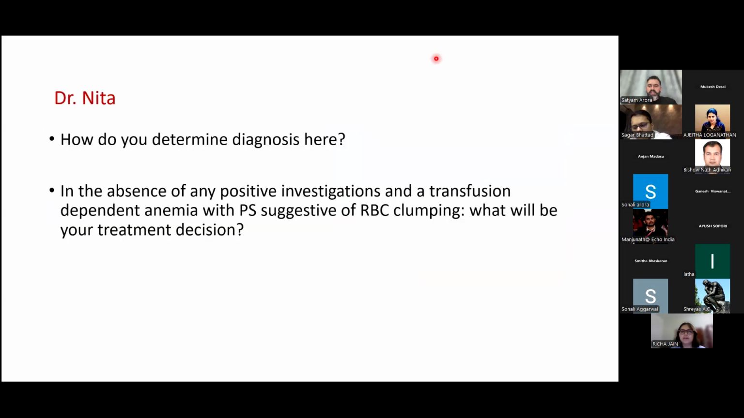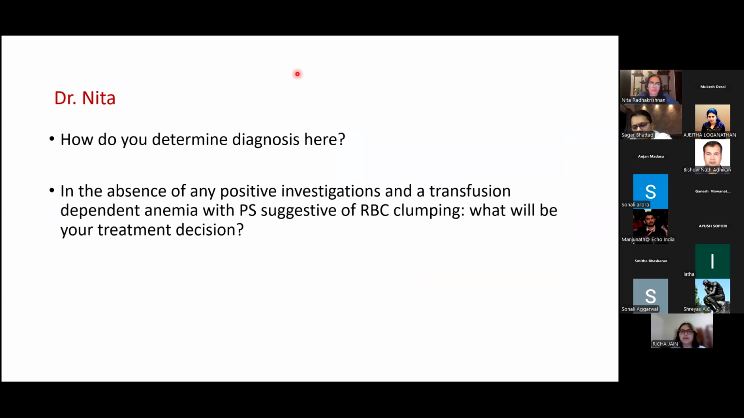So, Dr. Neeta, how would you proceed in this particular child? Would you do genetic testing? Would you do any further evaluation? And what will be your treatment decision here? We are a bit stuck because the child continues to have repeated drops in hemoglobin. Yeah, it's a tough patient.